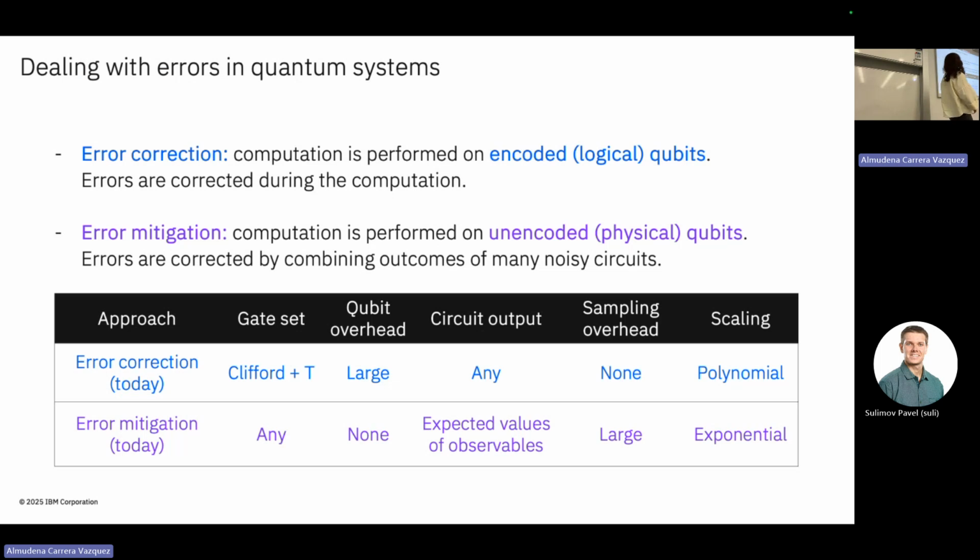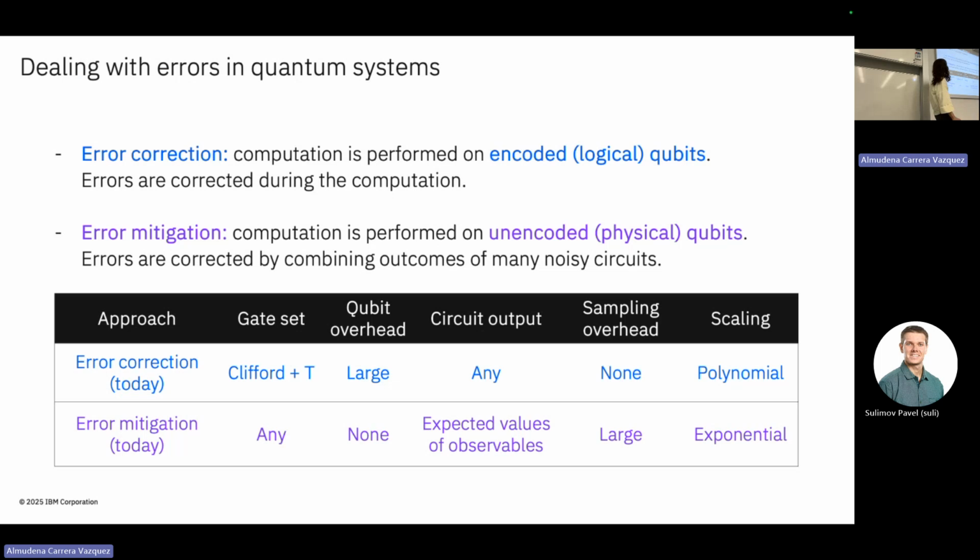So what's the difference? In error mitigation, you perform the computation on the physical qubits themselves. Then you take the results of many noisy runs and combine them classically, and you obtain a final result that has less noise. On the other hand, in error correction, you compute on what are called logical qubits. One logical qubit is encoded on a bunch of physical qubits, so more than one. And I will explain later the rough idea of how this works.